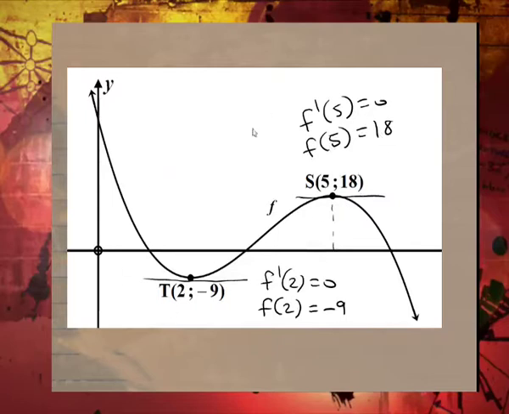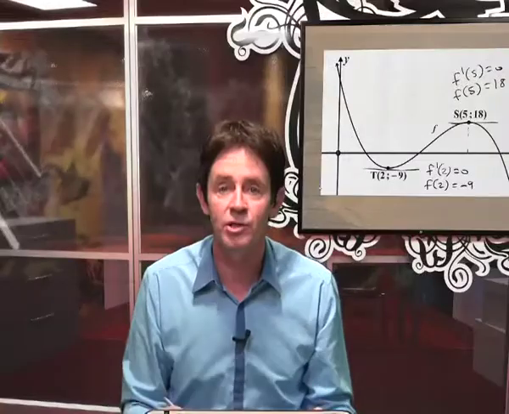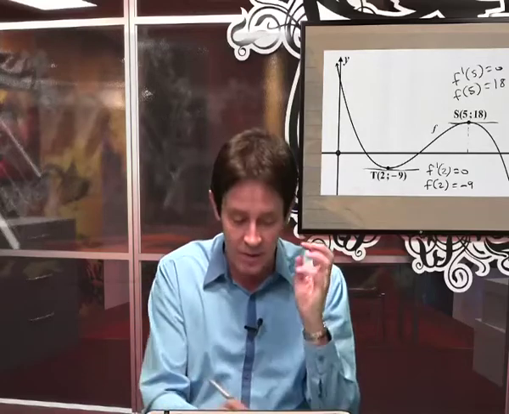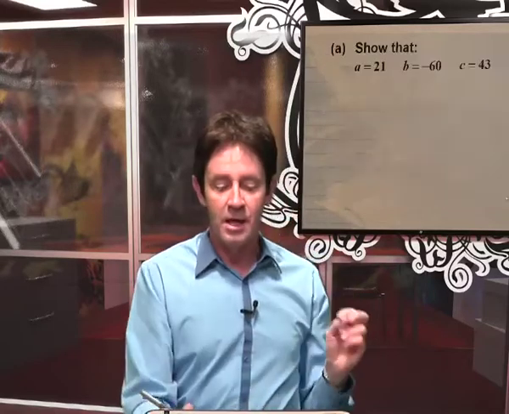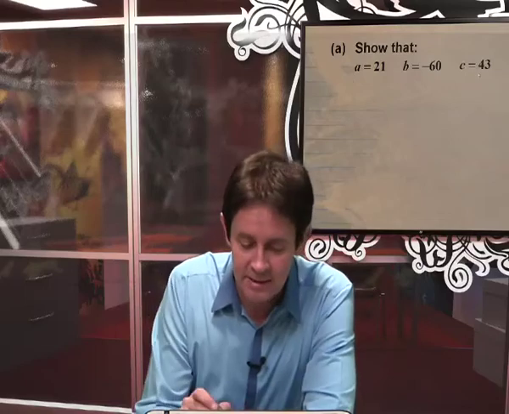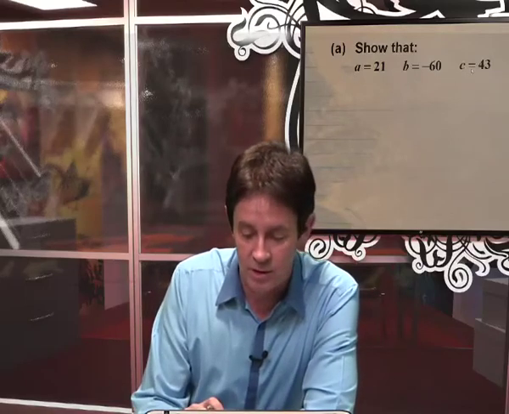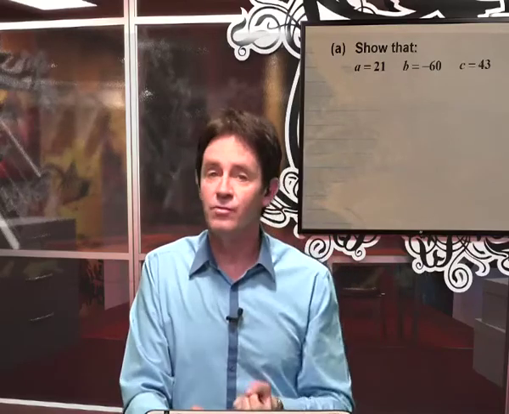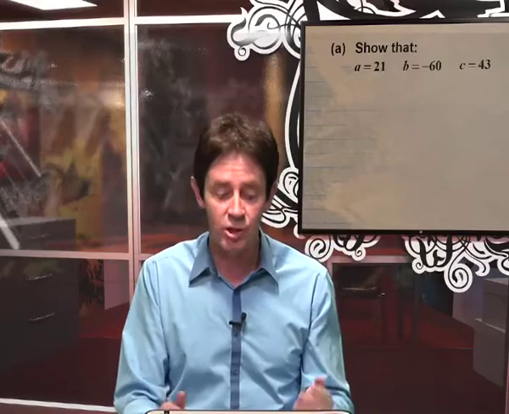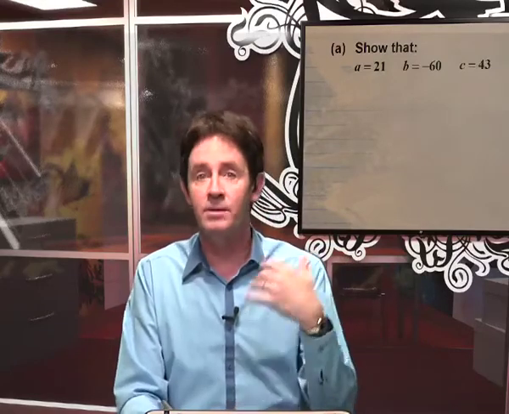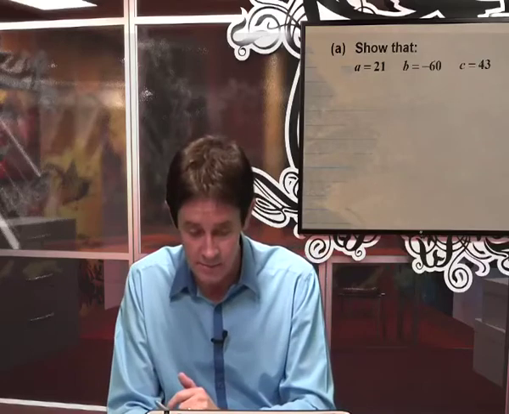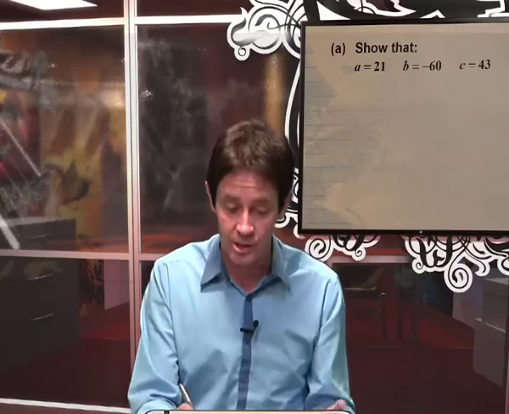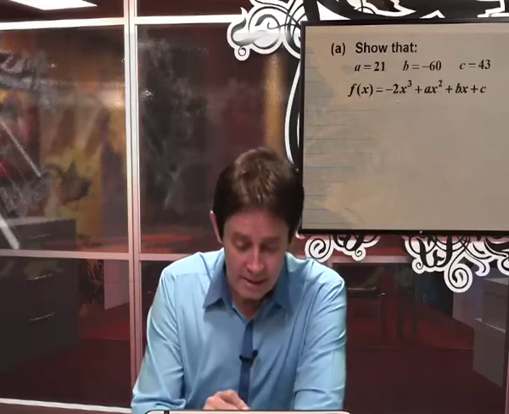Now this is going to lead you into the first part of this question. Okay, so stay with me. It's quite exciting. Here we go. Show that a, b, and c is equal to those values. Okay, remember, they gave us an original equation, negative 2x cubed plus ax squared plus bx, and then the c. Okay, now we've got to show that. Now watch this. There is our equation.